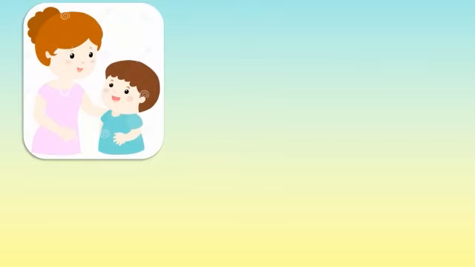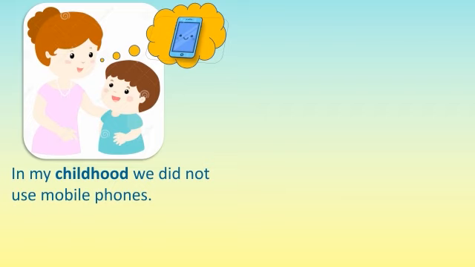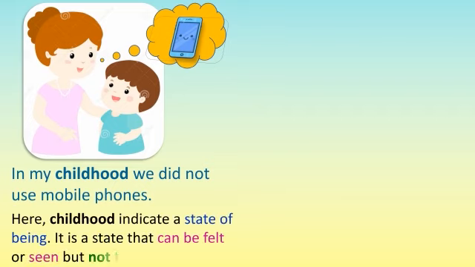Let's now read some sentences. In my childhood, we did not use mobile phones. Here, childhood indicates a state of being. It is a state that can be felt or seen, but not touched.